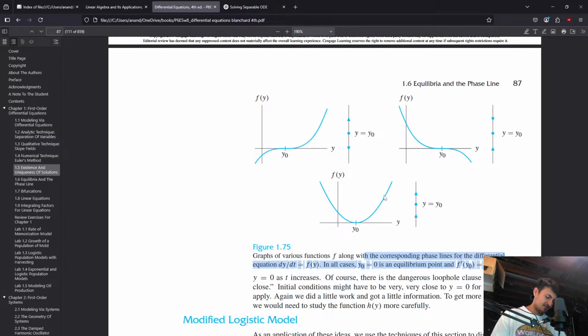But if we considered f of y equal to y cubed, then we get f prime of y equal to 3y squared. It's 0, but the phase line for this is actually going to be a source. So yeah, you can have anything when it's 0.